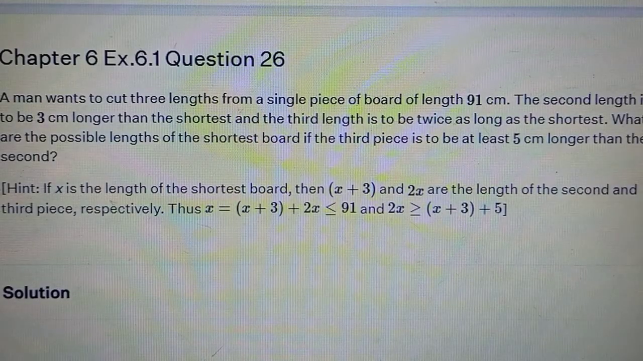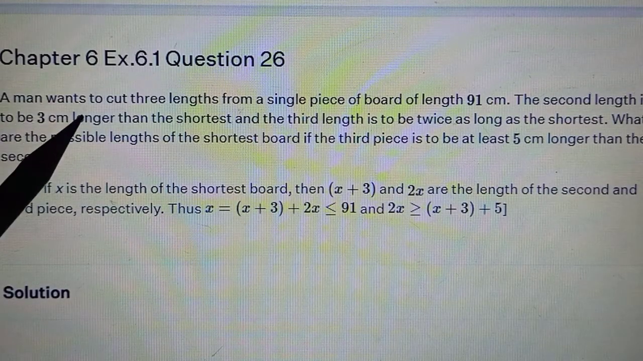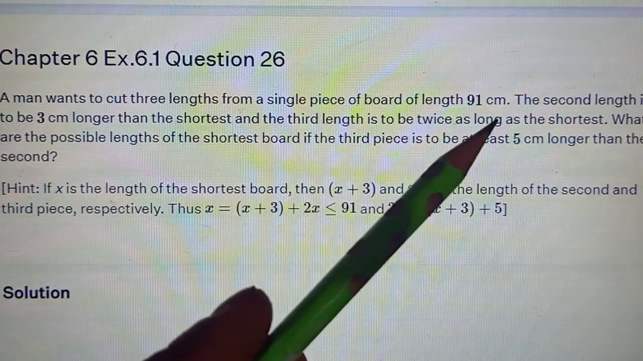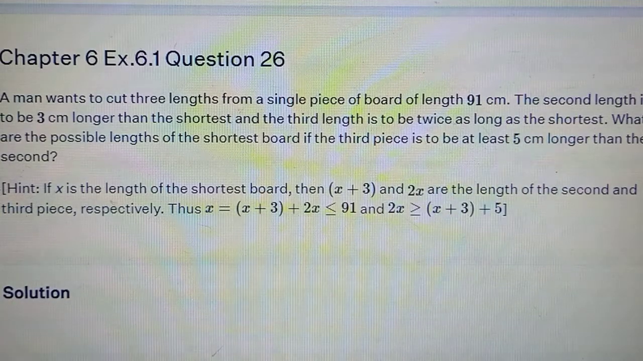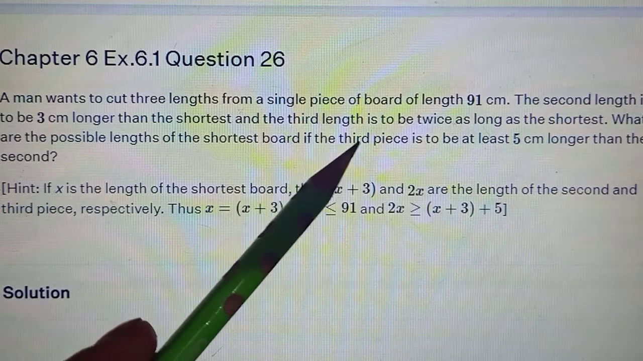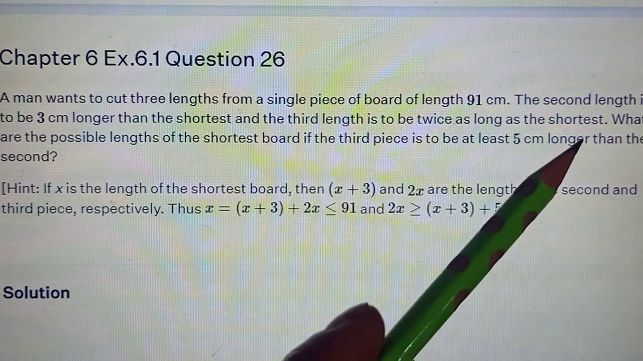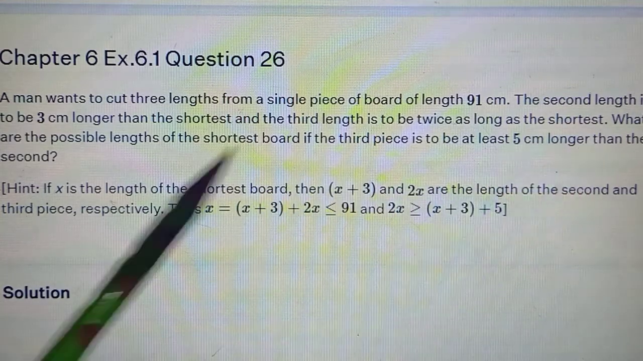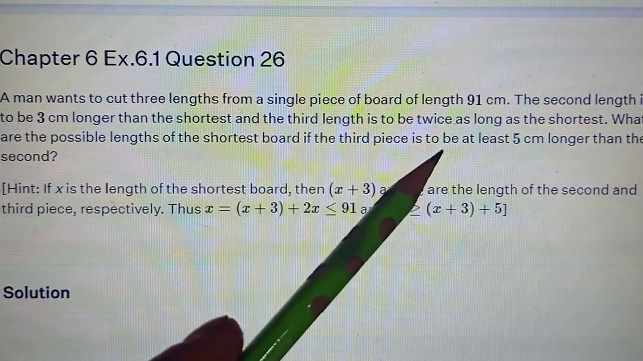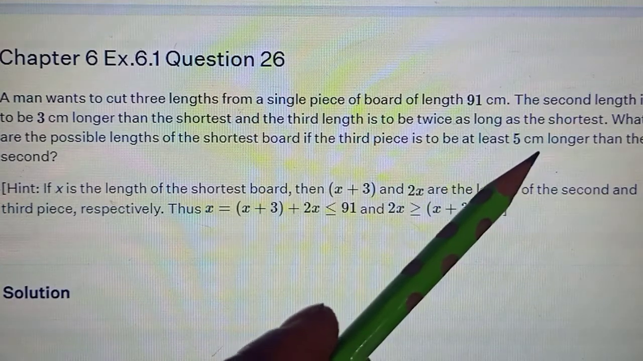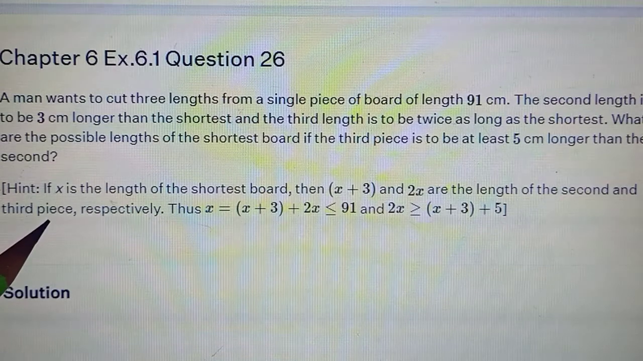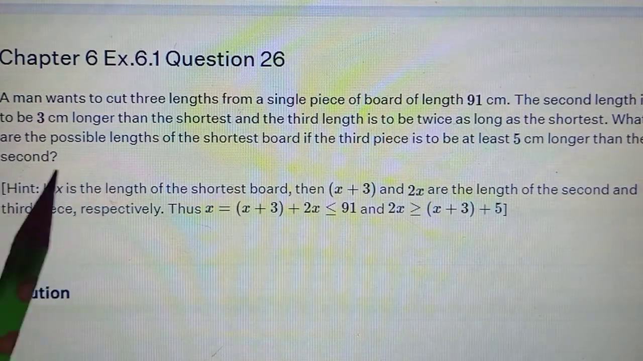Now the last one given there says a man wants to cut 3 lengths from a single piece of board of length 91 centimeters. The second length is to be 3 centimeters longer than the shortest. The third length will be twice as long as the shortest. Okay, so 3 lengths mentioned here. What are the possible lengths of the shortest board if the third piece is to be at least 5 centimeters longer than the second?